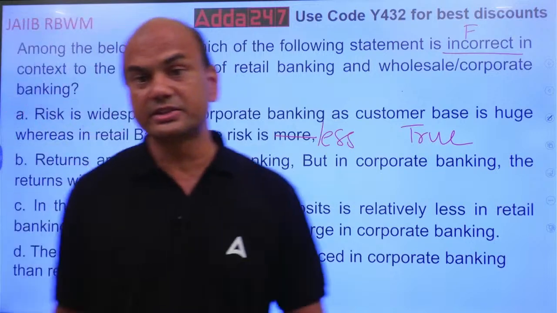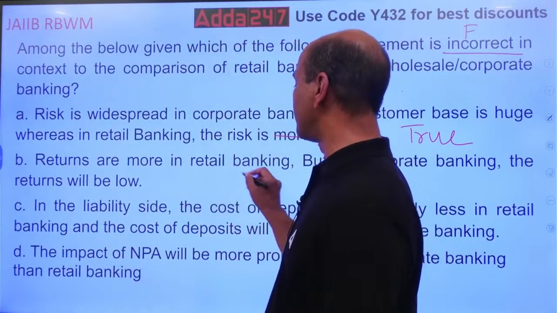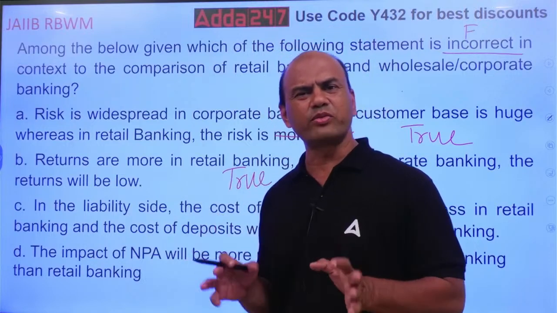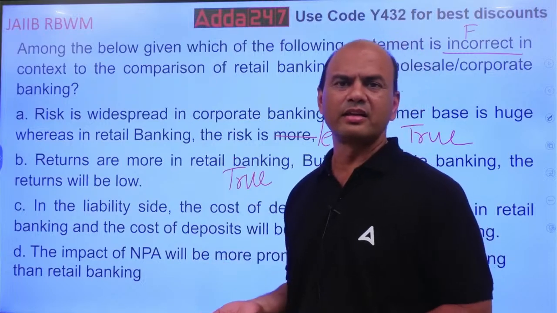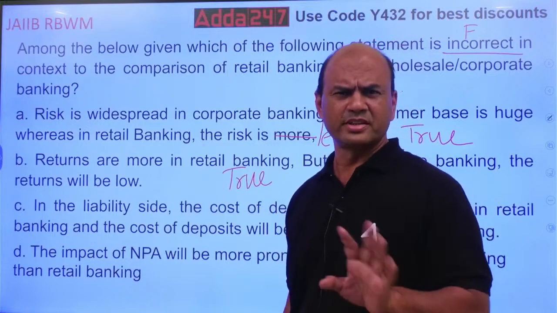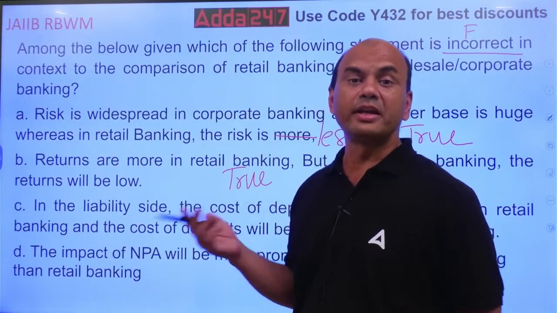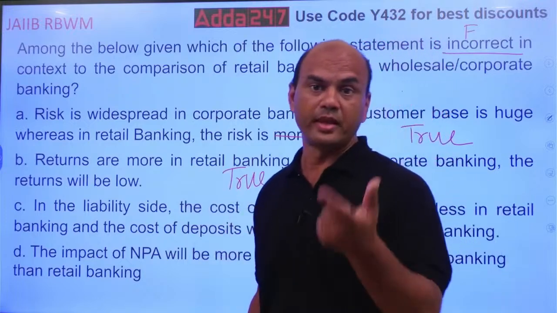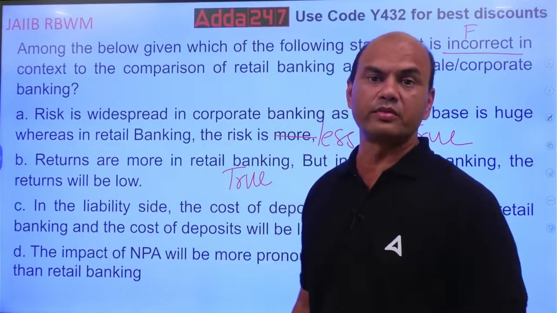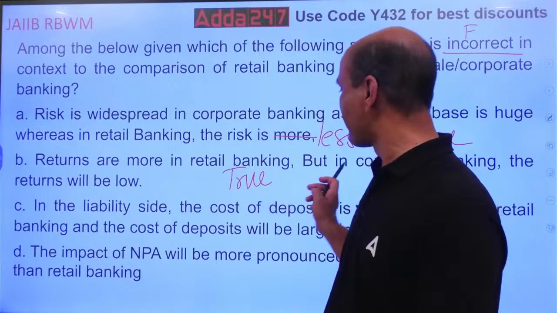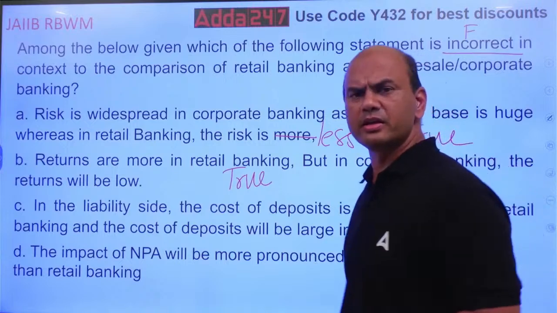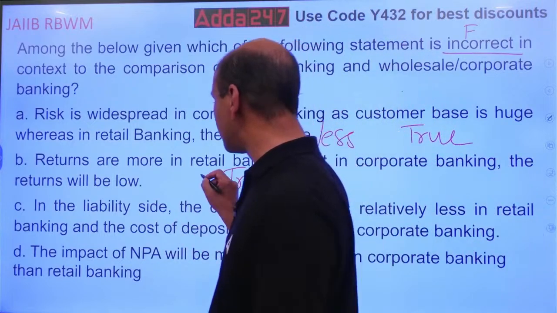Let's see one by one. This is true. Returns are more in retail banking. Why? Because the customer in retail banking does not care what the repo rate or the CRR is. Sir, repo rate has decreased, why have you not decreased my rate of interest? The customer is not that disciplined. Whereas in corporate banking, immediately they run: sir, repo rate reduced by 0.25, when are you going to reduce my rate of interest? I want it today. Returns will be low. So this is the problem in corporate banking. The customer is very knowledgeable. So this is again true.